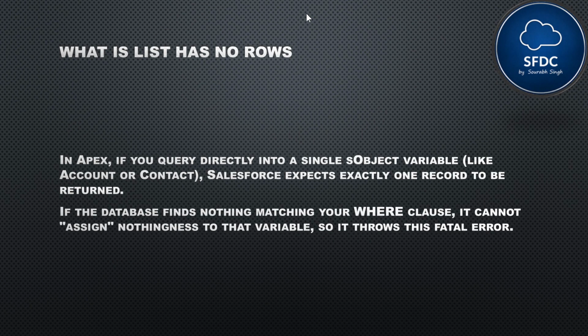What is "List has no rows for assignment to SObject"? In Apex, if you query directly into a single SObject variable like Account or Contact, Salesforce expects exactly one record to be returned. If the database finds nothing matching your where clause, it cannot assign nothingness to that variable, so it throws this fatal error.